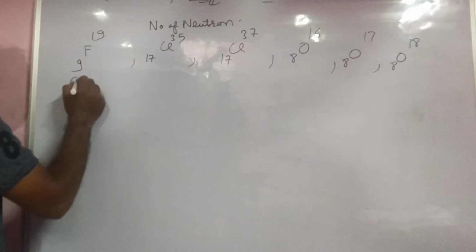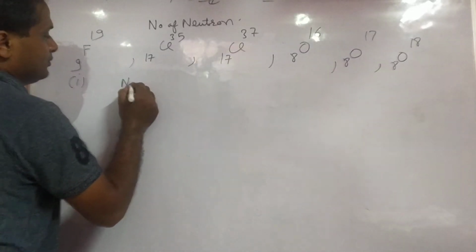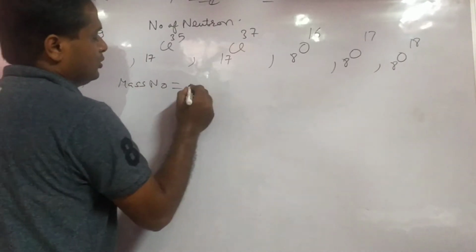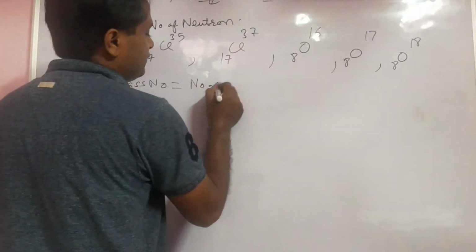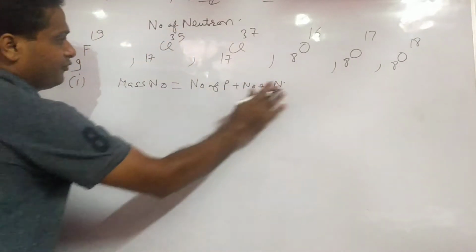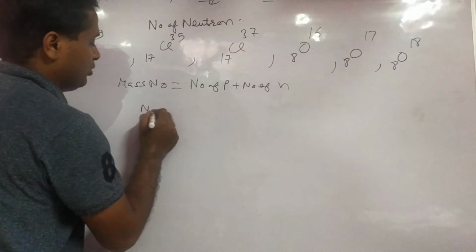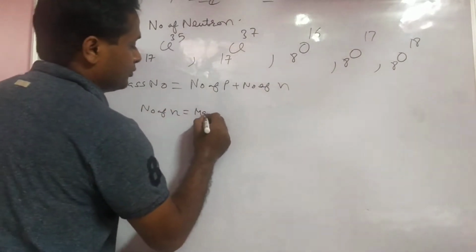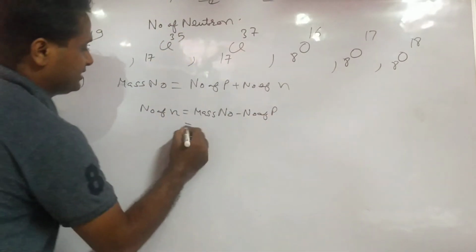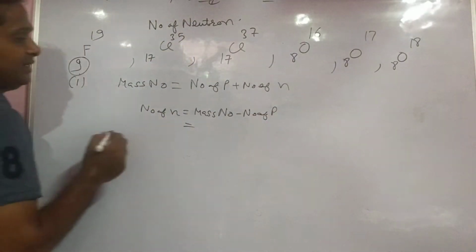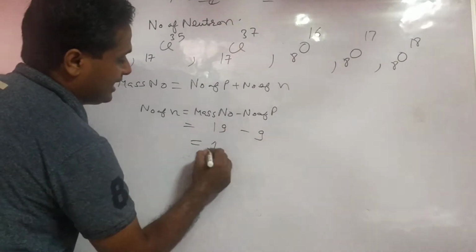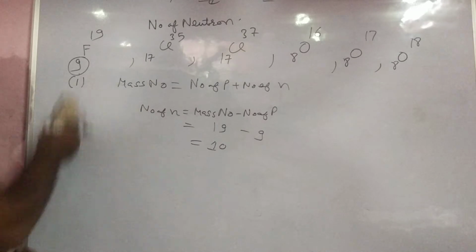First of all, count for this fluorine. Mass number is equal to number of protons plus number of neutrons. So how do you count the number of neutrons? Mass number minus number of protons. Here the atomic number is 9, so the number of protons is 9, and the mass number is 19. So 19 minus 9 gives 10 neutrons. This is for the first.